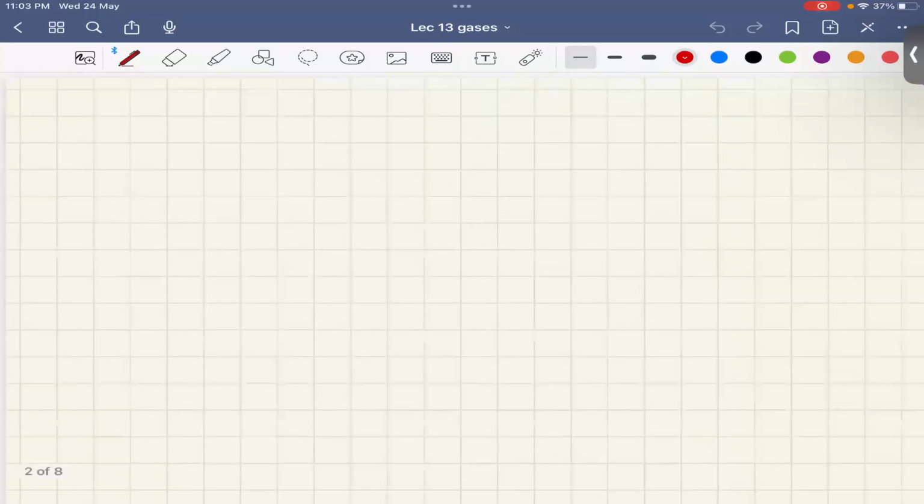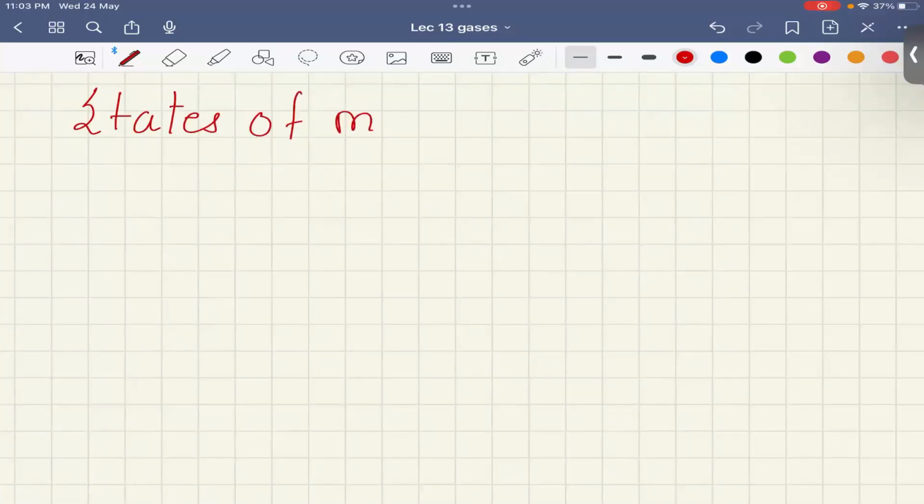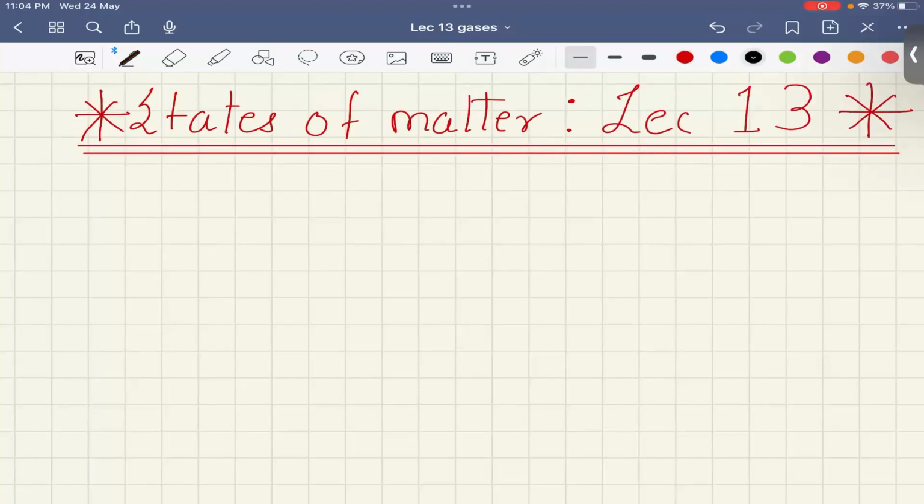Okay, so let us write this down. States of matter, lecture 13. So the property which we are going to study today is vapor pressure. As already discussed, if a liquid is placed in an open vessel, the molecules of the liquid escape from liquid to the atmosphere.